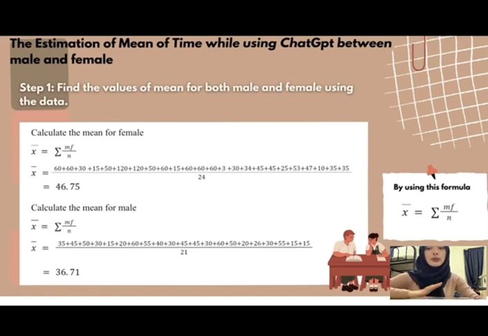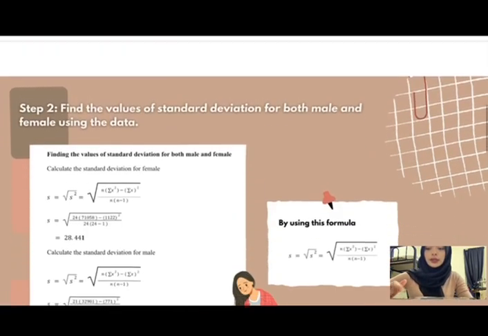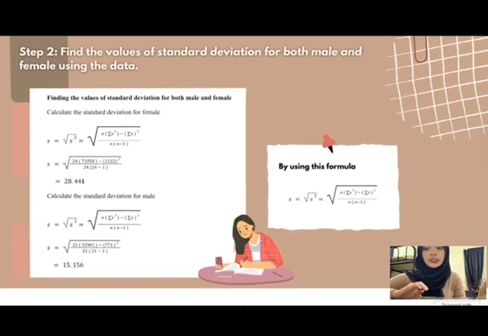So first thing you need to do for this estimation of mean, you need to calculate the mean. As you can see, I use this formula, and the mean for female I got 46.75, while for the male I got 36.71. So moving on to step 2, which is to find the values of standard deviations for both male and female using the data.